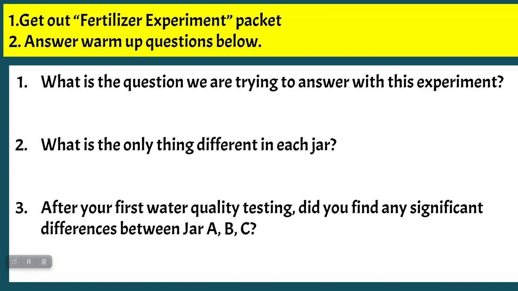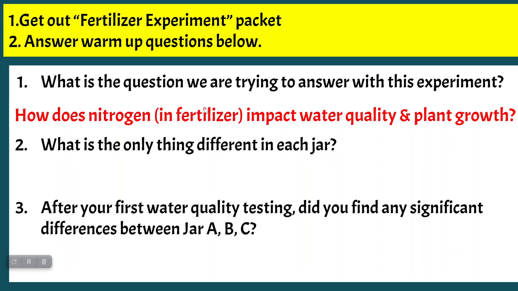Today we also did some water quality testing, so everybody got out their experimental design diagram packet for fertilizer. It's the little packet that has the jars, the pictures of the jars. And so we remembered that our question that we're trying to answer with the experiment is, how does nitrogen that is found in fertilizer impact water quality and plant growth? And remember, this is because we have been studying the nitrogen cycle, and we want to understand, in some ways, how do humans have an impact on the nitrogen cycle?